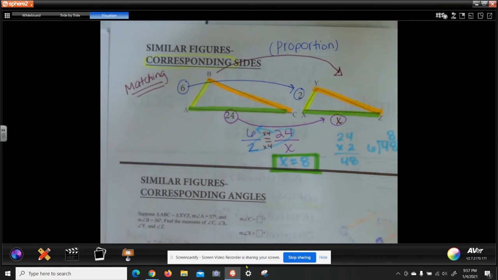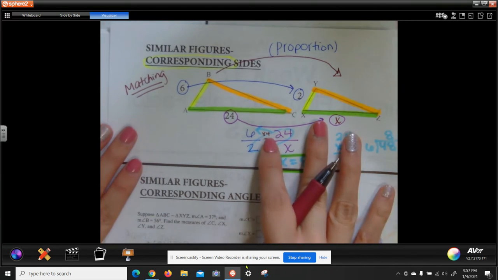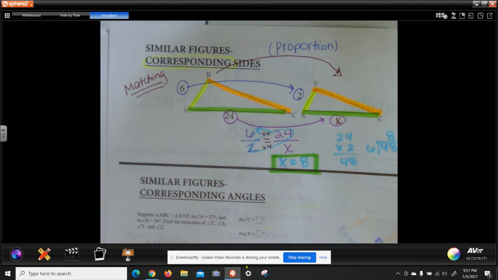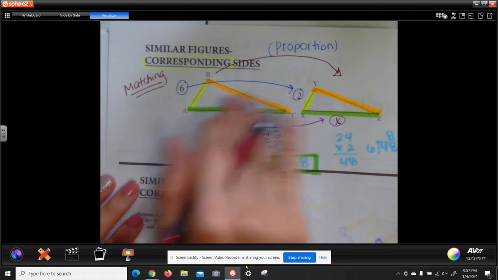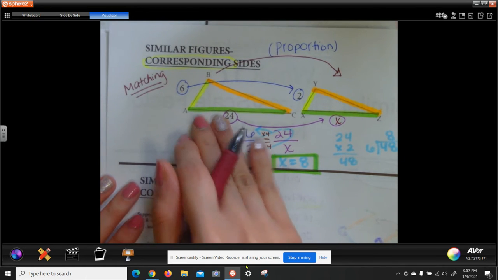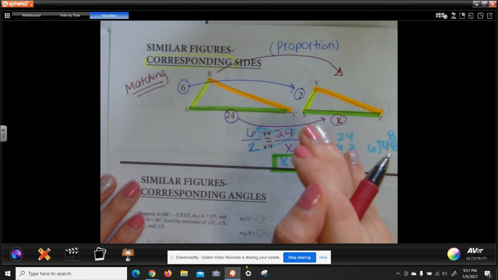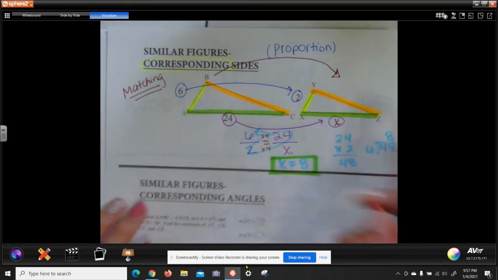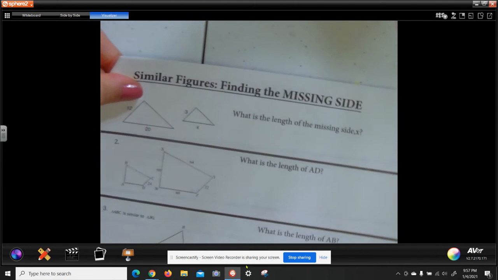Okay, so that's how we're going to go with the corresponding sides. We need to make sure we match them from left to right. You can go right to left, but you need to make sure you always follow the same order. So that's why we read from left to right. So let's match from left to right. Now go to page 3 so I can go over a little bit more of examples.